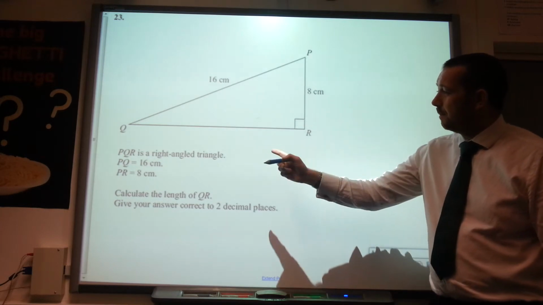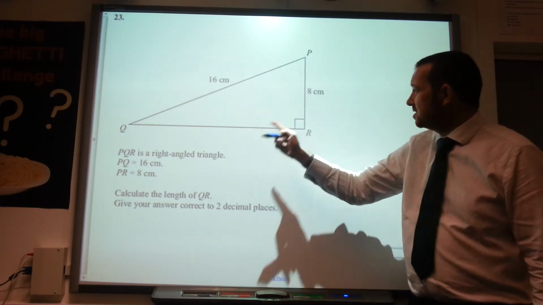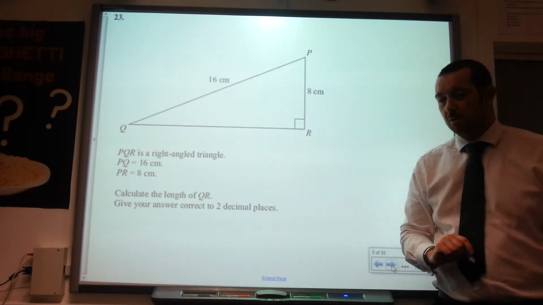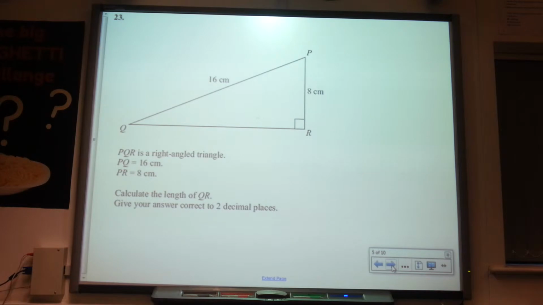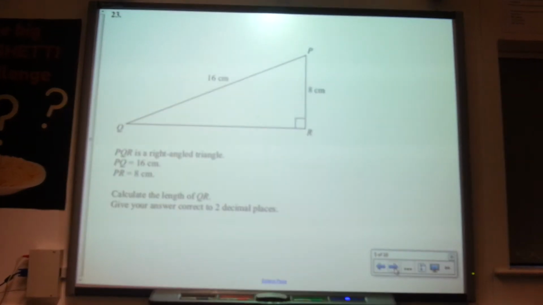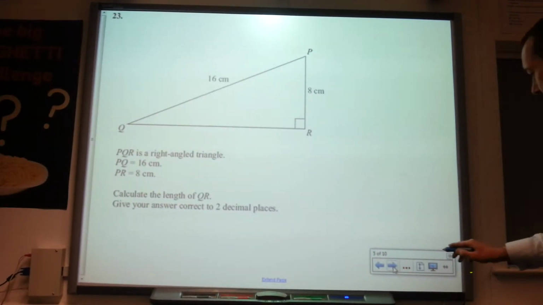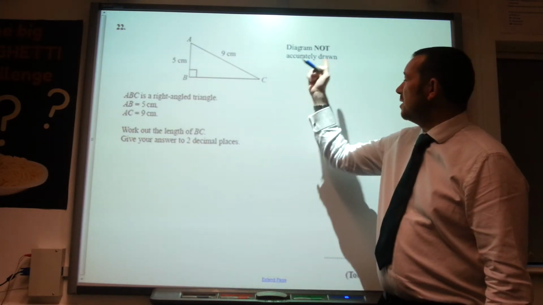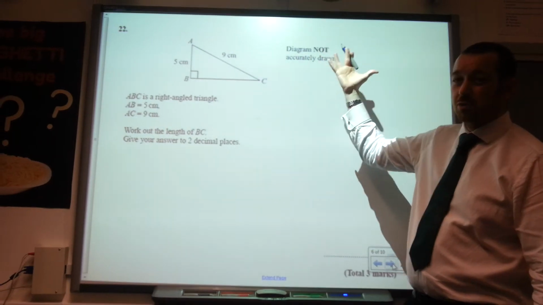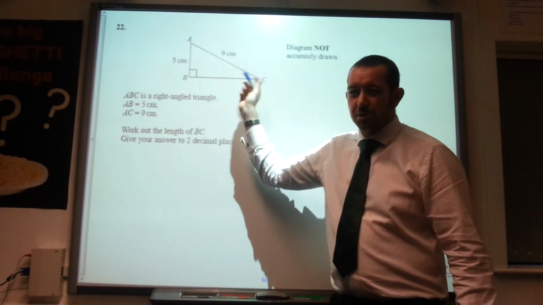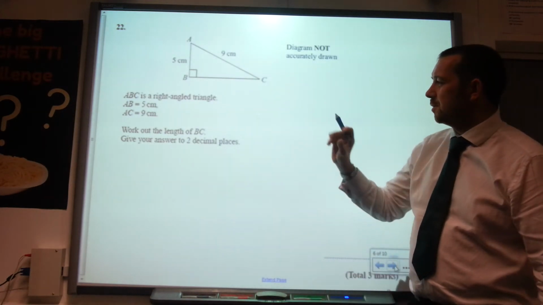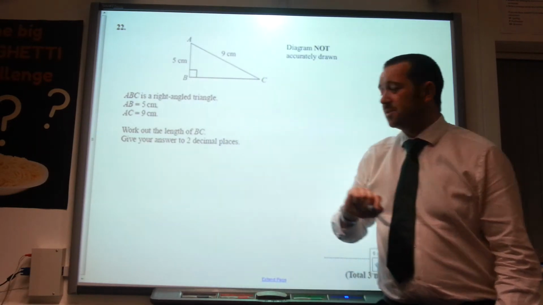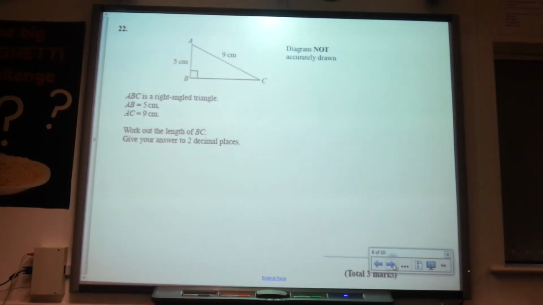Okay, so PQR is a right angle triangle. That's 16, that's 8. Calculate the length of QR. Give your answer correct to 2 decimal places. And finally, okay, so last one. Often you're told that the diagram is not drawn accurately because some people would try and measure it, and of course you can't do that if it's not drawn accurately. So your job here, that's 5, that's 9. Your job is to work out the length of BC to 2 decimal places.